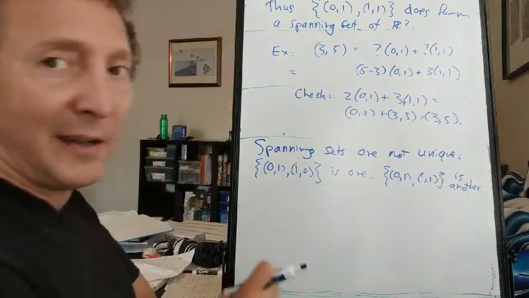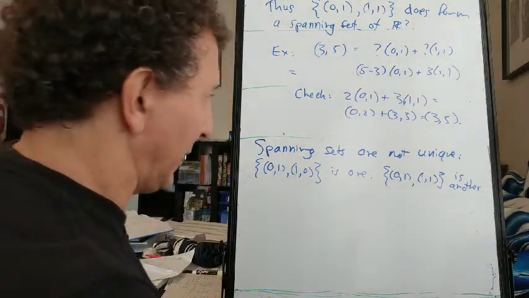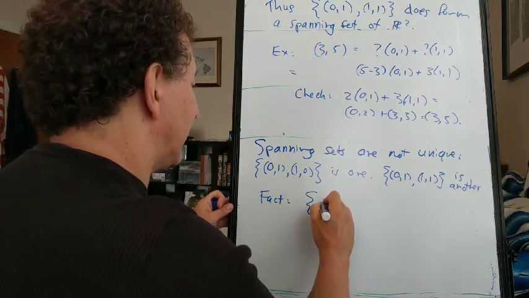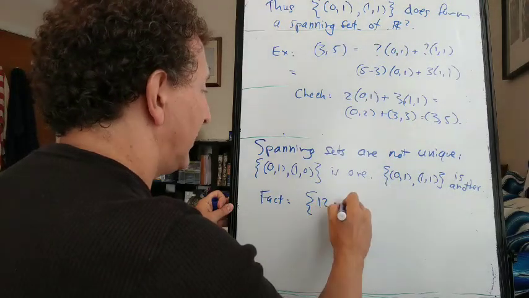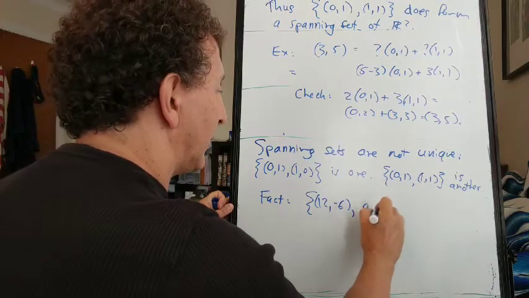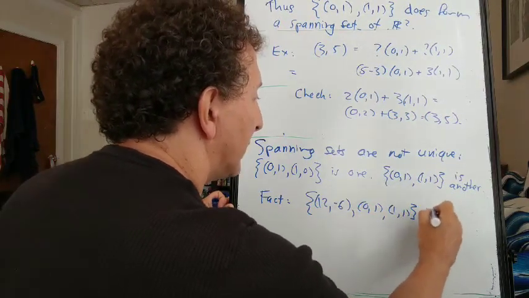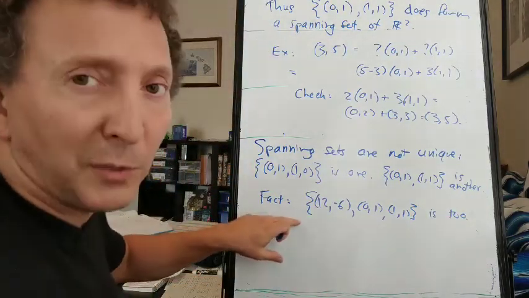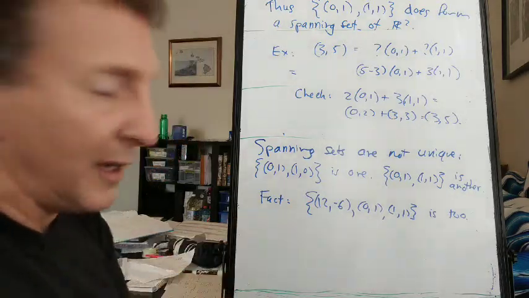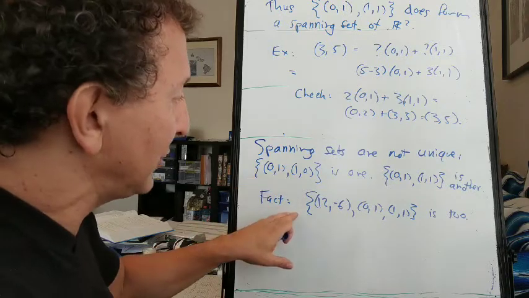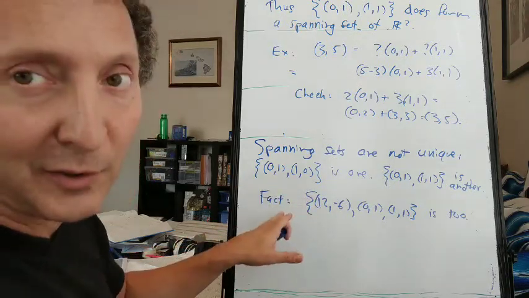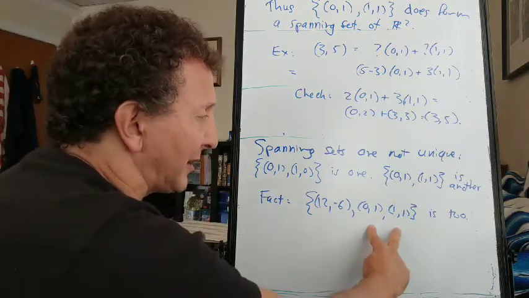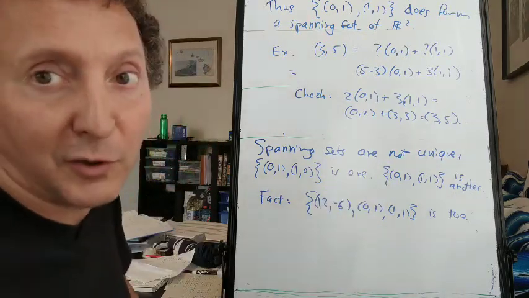Actually, if we add anything to a spanning set, then we still have a spanning set. Like if we take (12, negative 6) and (0, 1) and (1, 1), that's a spanning set too. Because to be a spanning set, we just need to be able to use things in the set, not necessarily everything, to get everything in the space. And if we can use just these last two elements to get everything in the space, then having another element in there doesn't hurt.